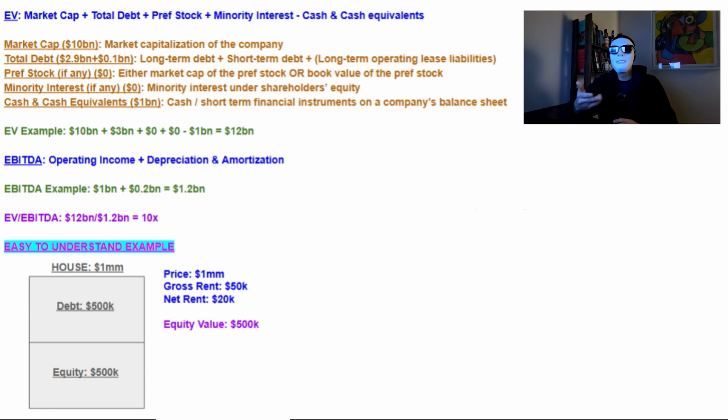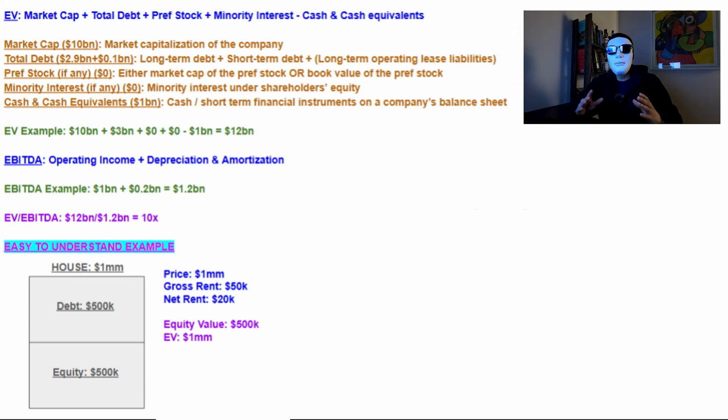However, when you tell your family and friends that you bought a house and they ask you what the price of the house was, you generally won't say that the house is worth $500,000. You'll rather say that you bought a house which is worth $1 million. Now, this $1 million is equivalent to the EV. So basically, what I'm trying to say is that EV represents the value of a company regardless of how much debt or cash the asset has at the current moment.